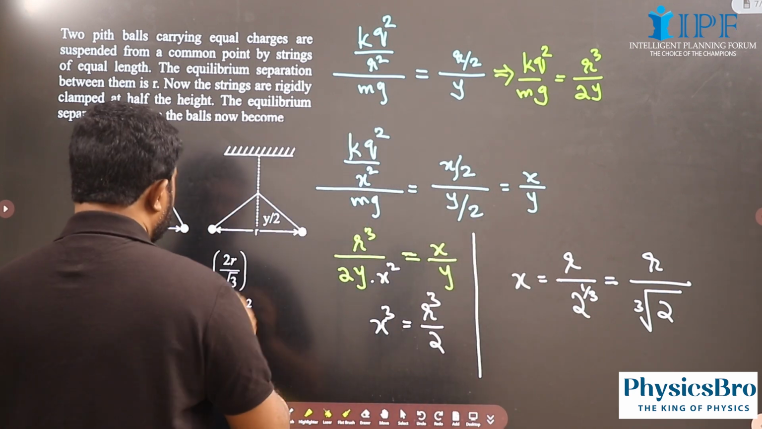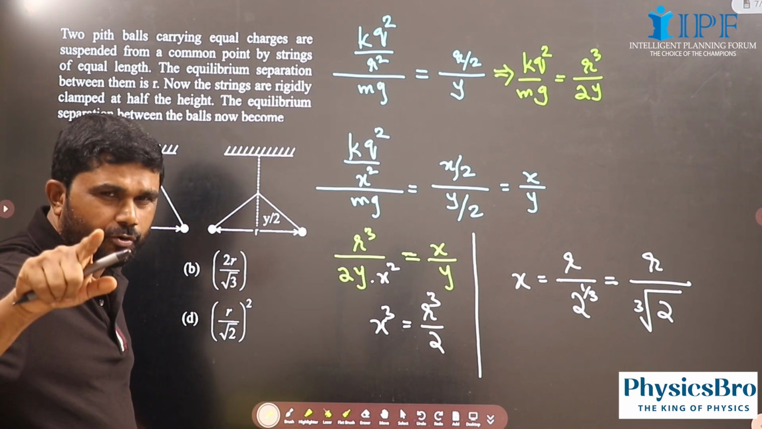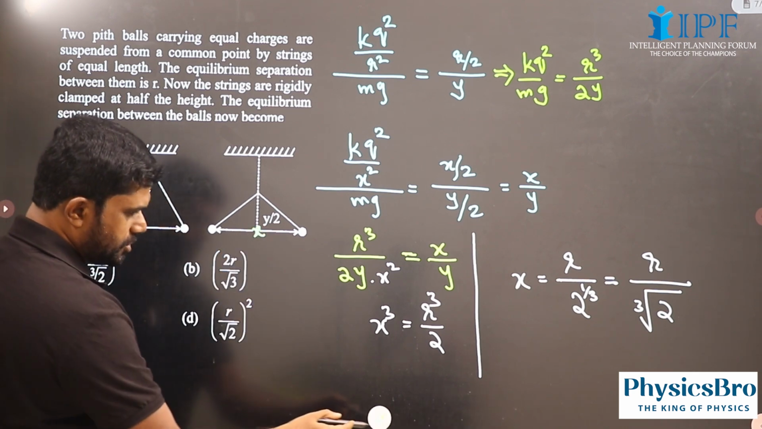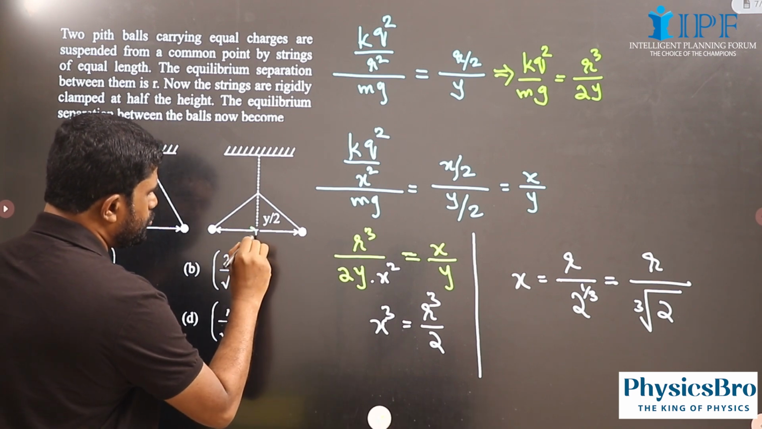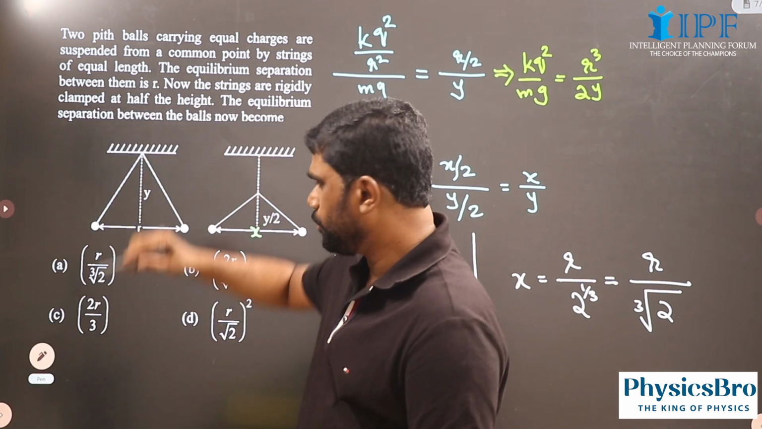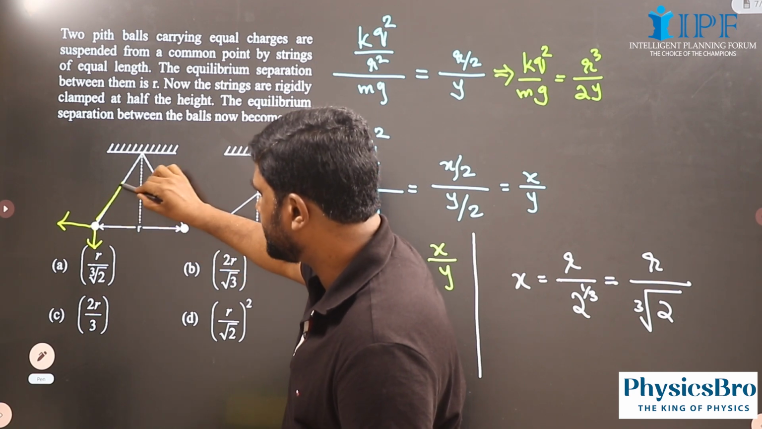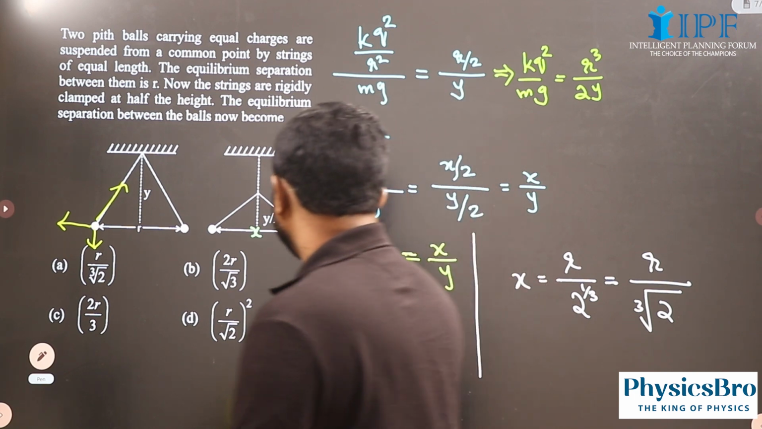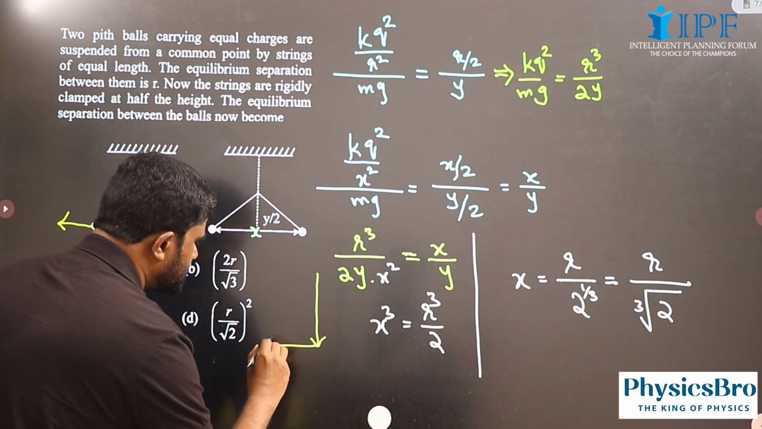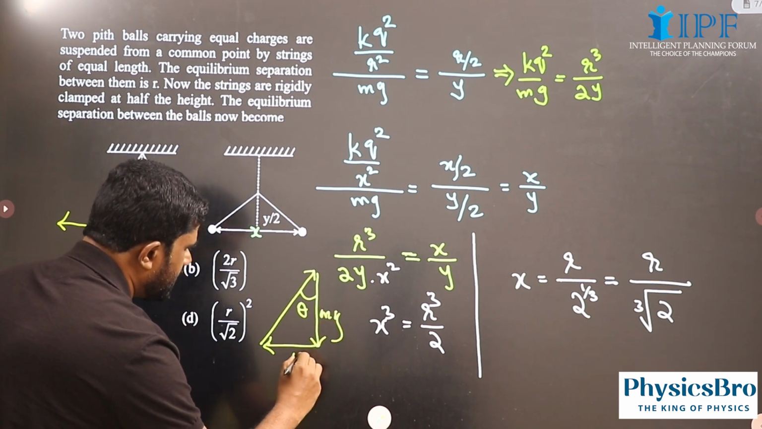Now in this final situation, the separation between these two pith balls is represented as r dash. I don't want to confuse you with r and r dash, so let me represent this as x instead. Now in this case, what are the forces acting on the pith ball? Electric repulsion will be acting like this, weight mg like this, and tension like this. The body is in equilibrium, so we can draw like this. This is angle theta, this is mg and this is the electric repulsion.